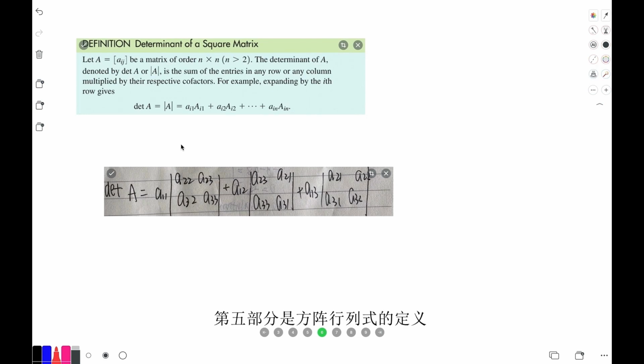The fifth part is about the definition of the determinant of a square matrix. We cannot easily calculate the inverse of a square matrix with n bigger than 2 because it's a very sophisticated process. So we can only calculate the determinant of a square matrix. I will show you a very simple tip which is very useful. Then you can use this formula to calculate the determinant of this matrix. This is the tip.